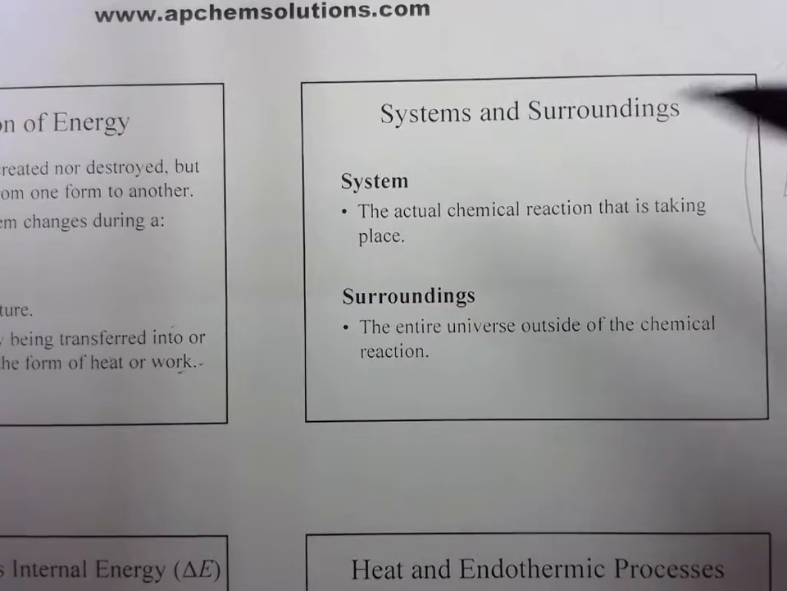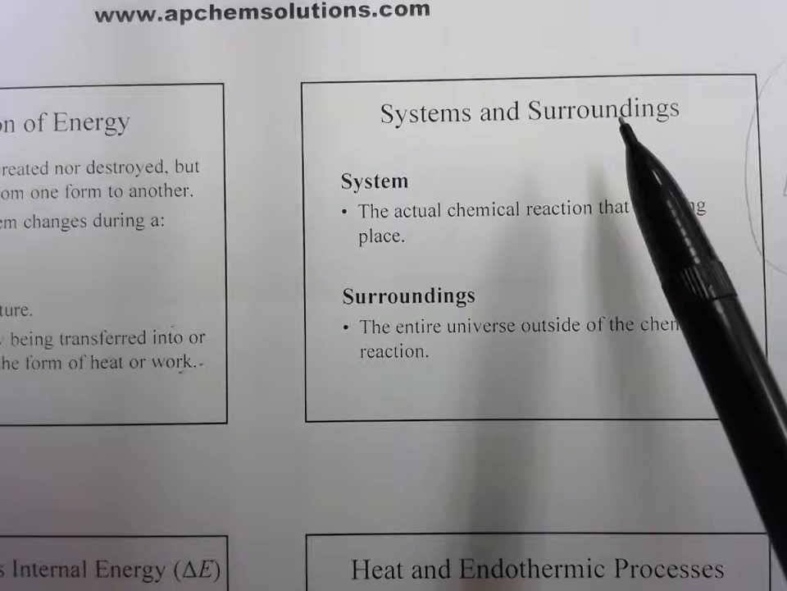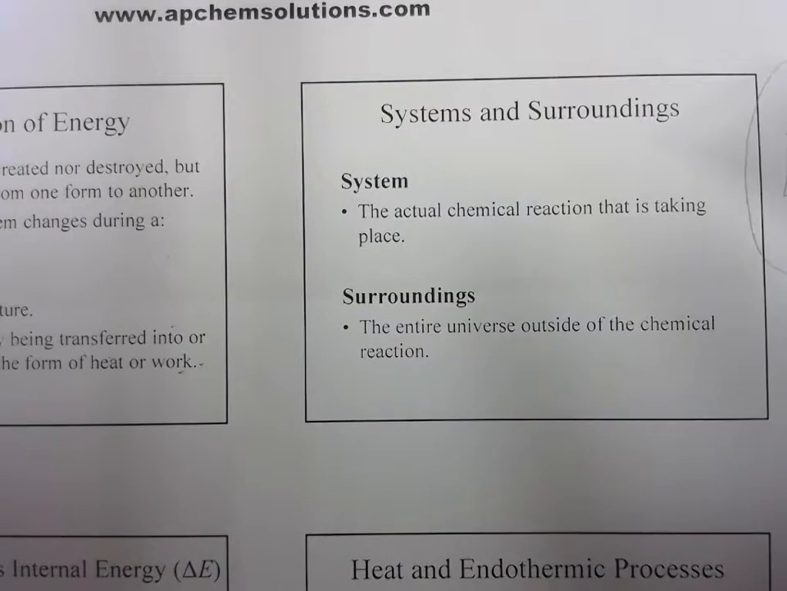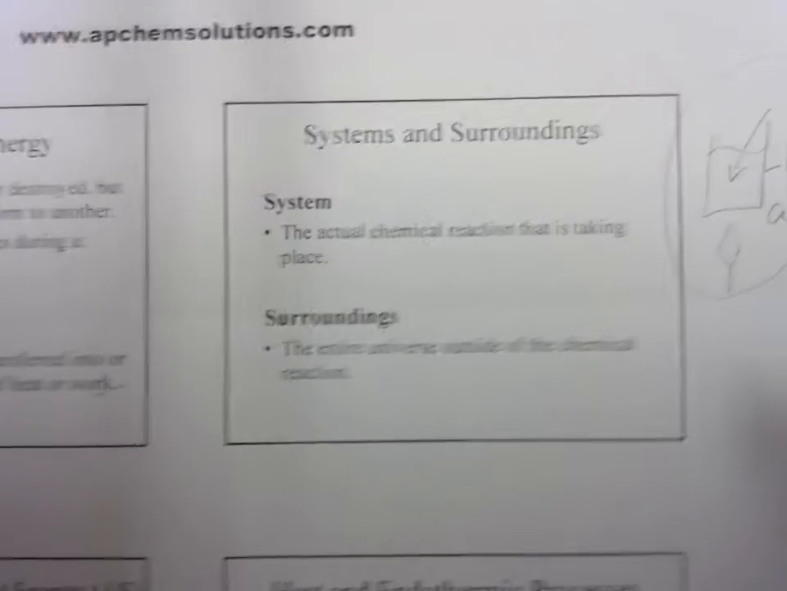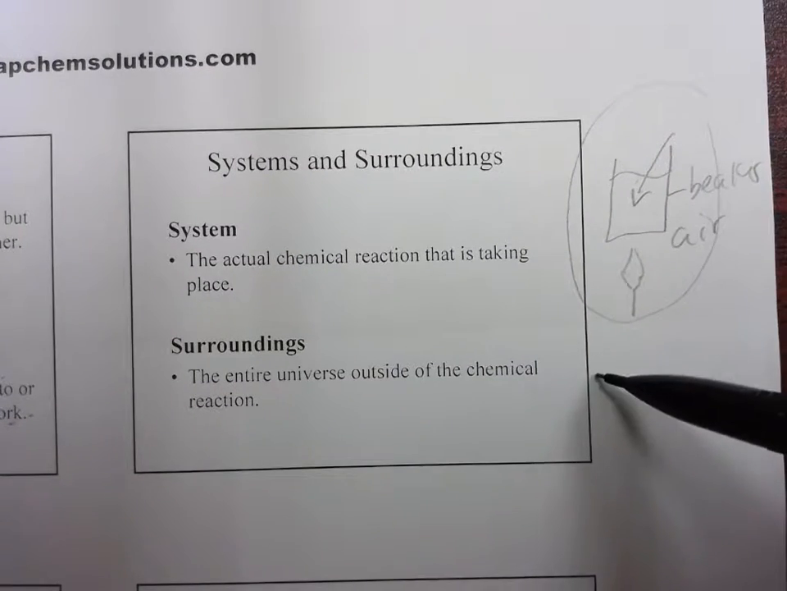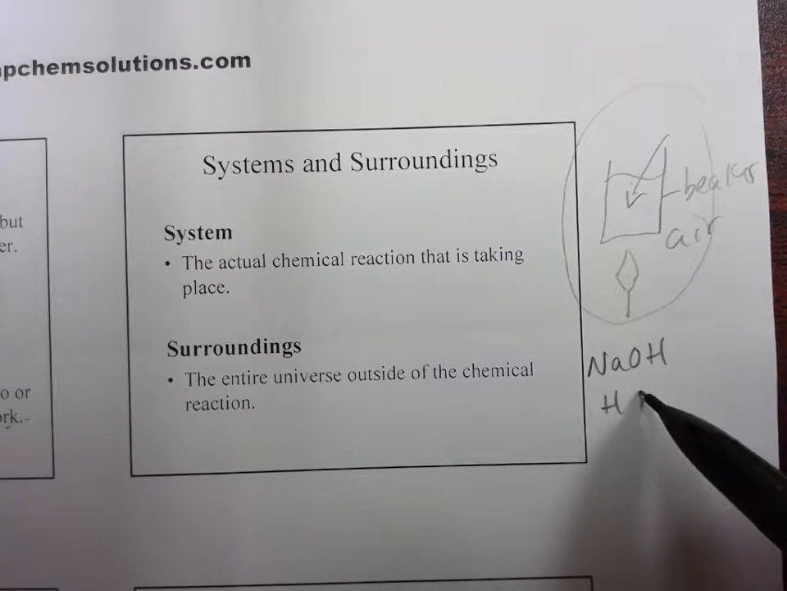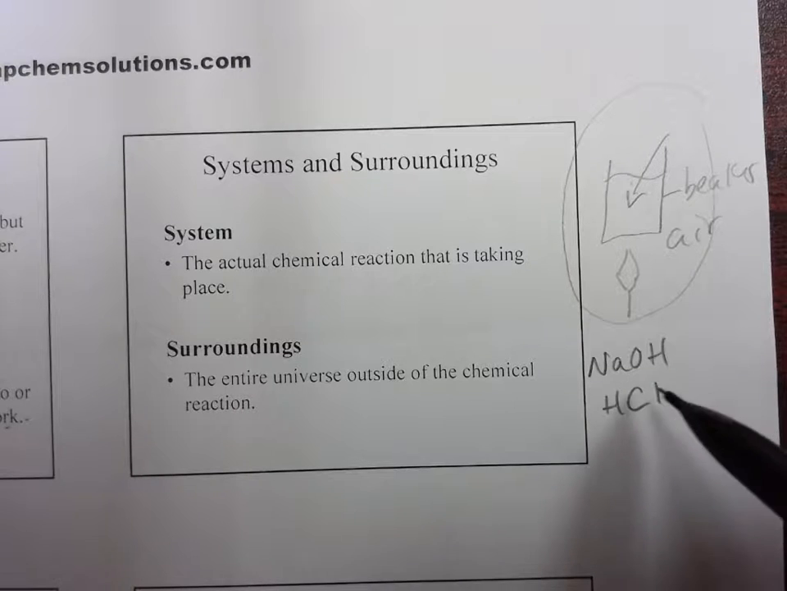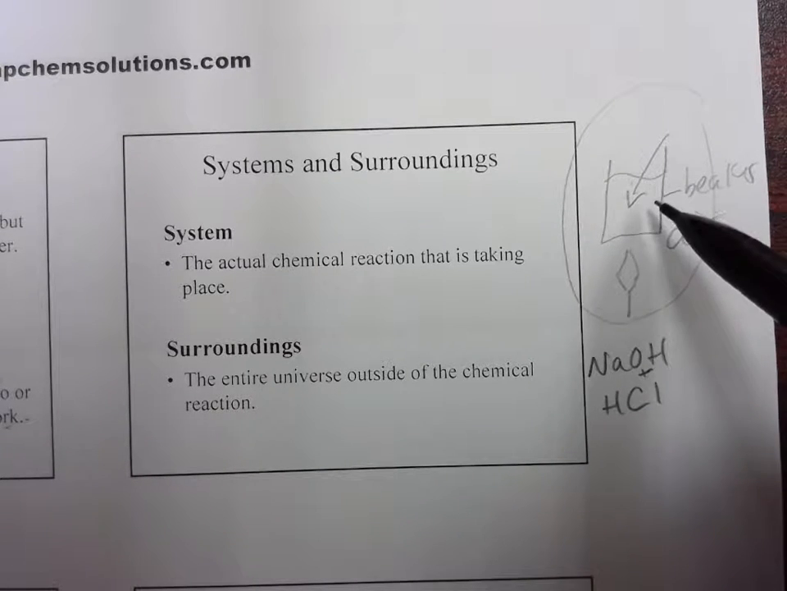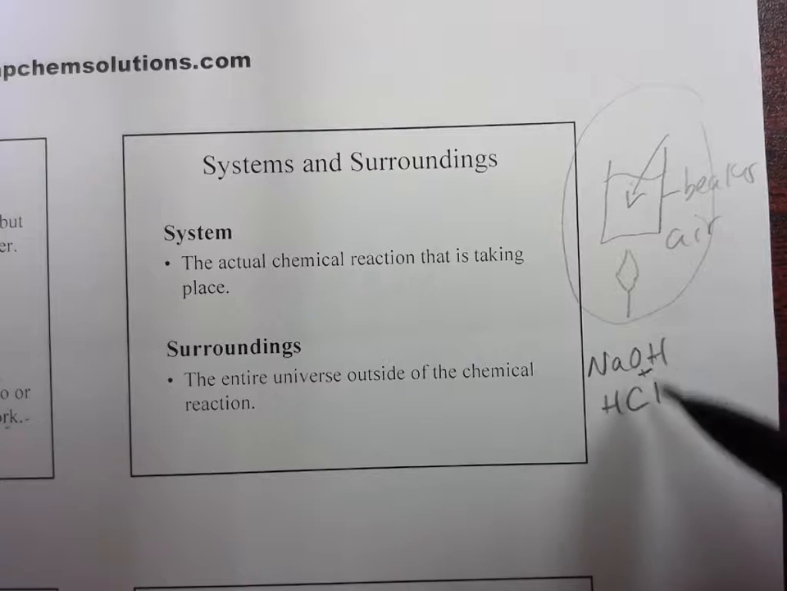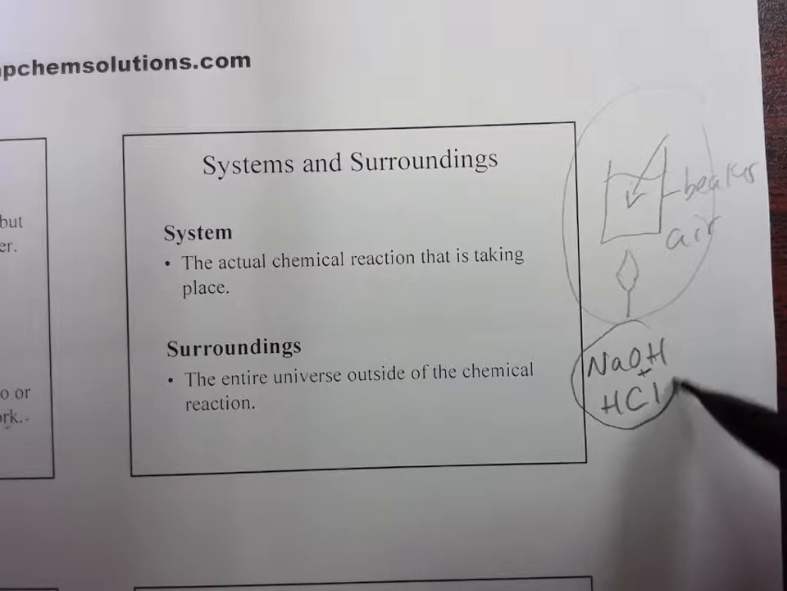Alright, so when we talk about thermodynamics, we always refer to two things, the system and the surroundings. When we talk thermodynamics, those are the only two things that actually exist. So your system is the chemical reaction taking place, and your surroundings is everything else. Okay, so the actual reaction taking place. So let's say you're mixing sodium hydroxide and hydrochloric acid, right, in a beaker. Okay, the sodium hydroxide and the HCl, that's your system.